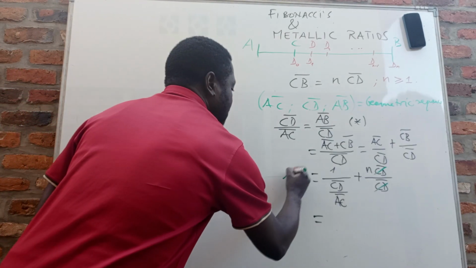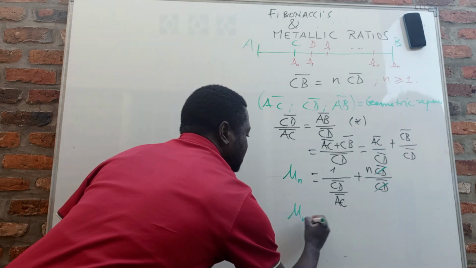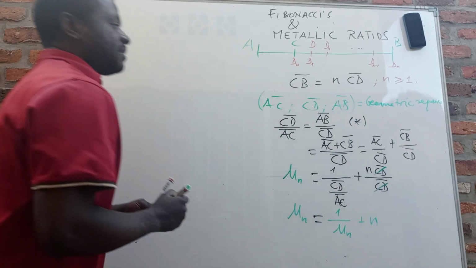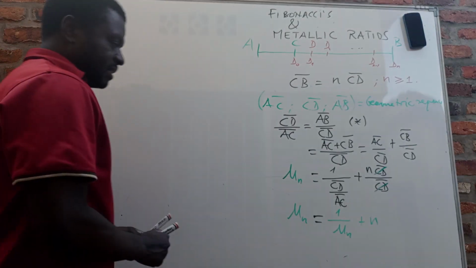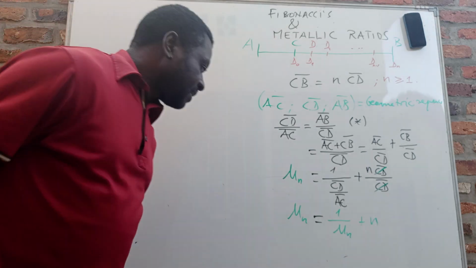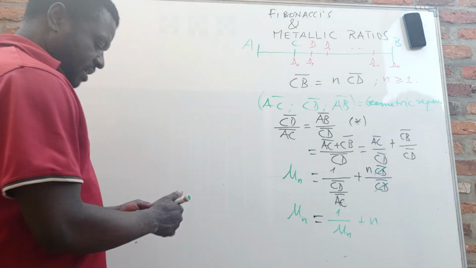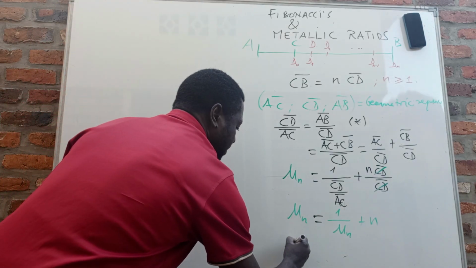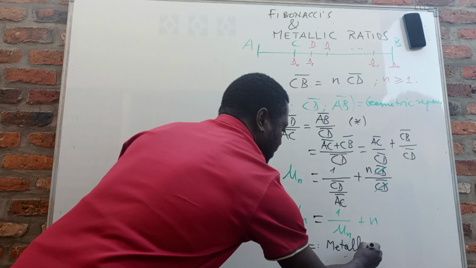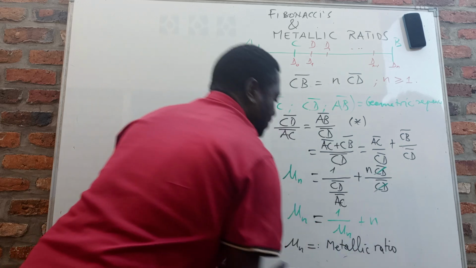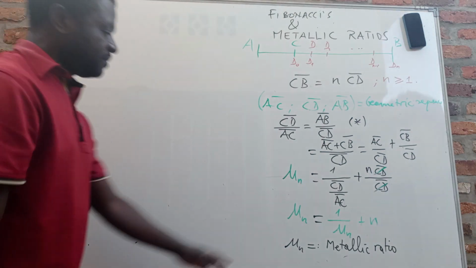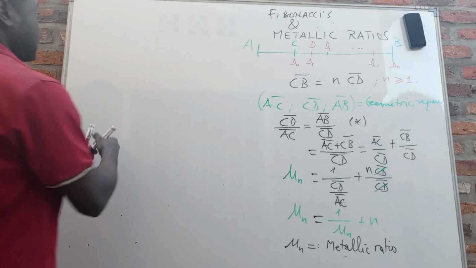You can call it mu n, and in this case mu n is going to be equal to 1 over mu n, plus n. This is another interesting equation, and we can solve it in order to get what we have called the metallic ratio. Mu n is the metallic ratio we are looking for. We denote it mu n to indicate that it is a function of n. So how can we solve it?